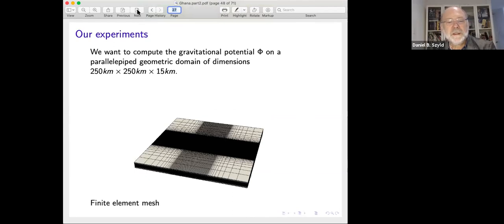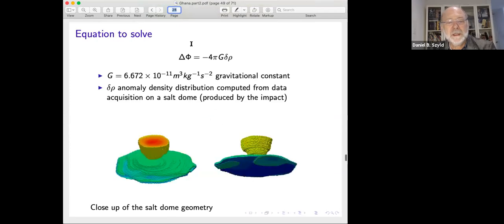So what we did is we got some data. We took a large finite element mesh, like a box corresponding to 250 by 250 kilometers, by 15 kilometers deep. And we wanted to find the gravitational potential, which is essentially a plus with the appropriate data that we got. And the finite element mesh was complicated, but we got a solution.